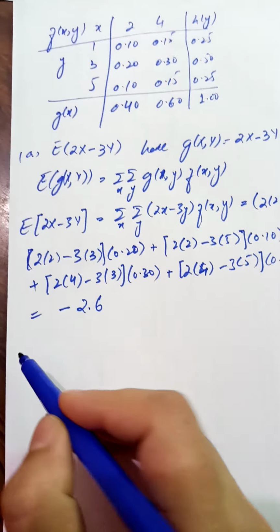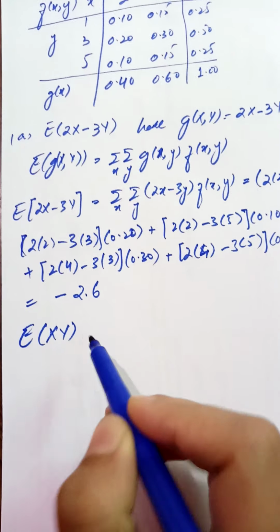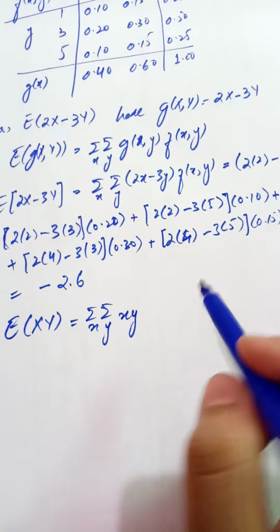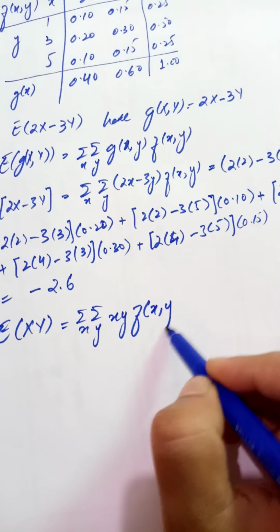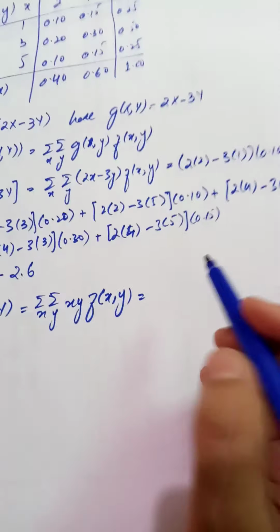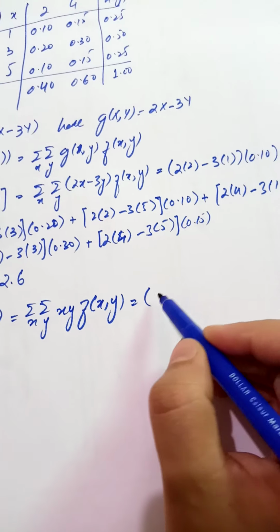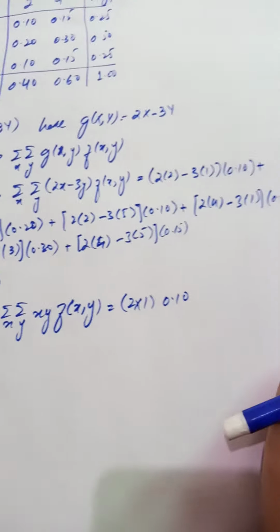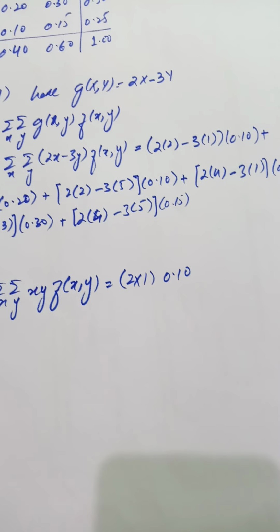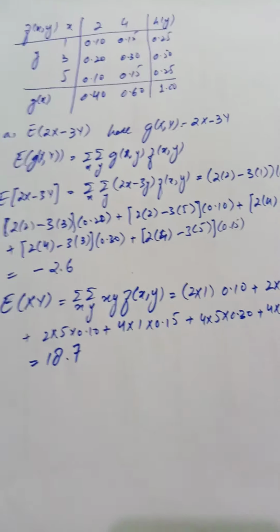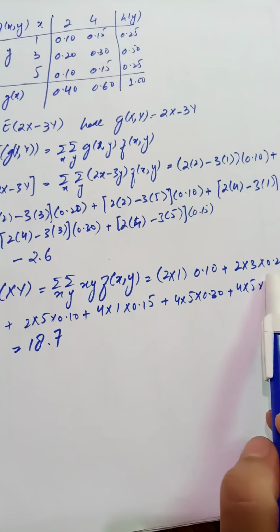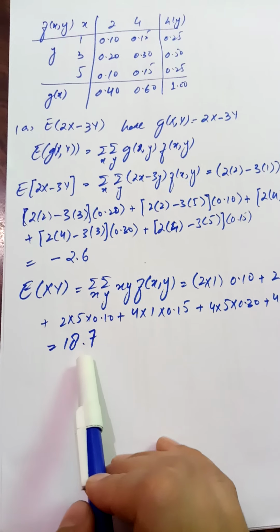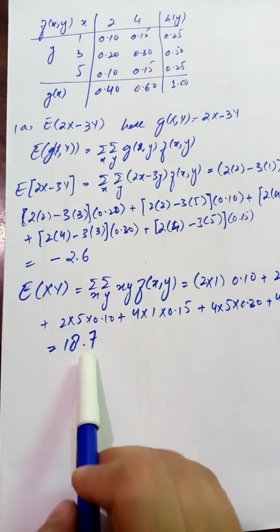Similarly, we can find the expected value of xy. So we'll write summation of xy into f of xy. We will compute this for all the pairs like we have done before. It's 2 into 1, 0.10, and we will write all the pairs and then compute this. So we have substituted all the values, considered all the pairs, and multiplication and addition gives us the answer 18.7. So we get the expected value of xy equal to 18.7.